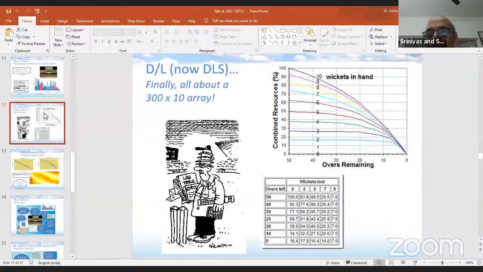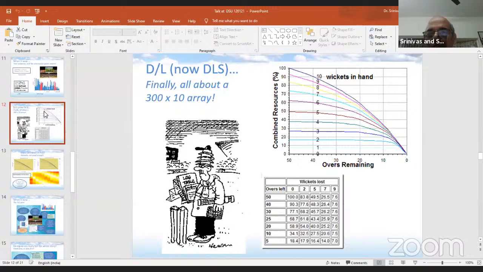Now the point is, what happens in a T20 match? In a T20 match, basically you only have the last 20 overs. You can think of a T20 match as a match that started out as an ODI match, but before the first ball was bowled, there was rain or some interruption and the match was reduced to 20 overs a side. You can pretend that a T20 match is like an ODI match with the first 30 overs lost.